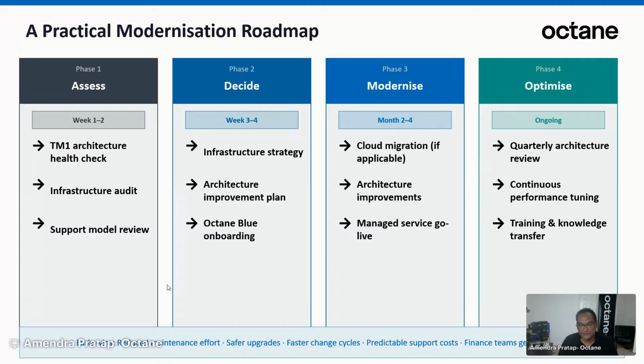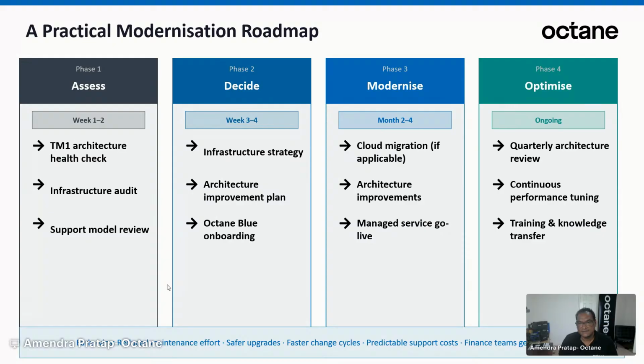Architecture improvement plan. The health check will give you a highlight of the key priorities that you need to address to improve or change your architecture. You could use those 3 to 4 weeks to prioritize what the changes are. And for the support model, we would recommend just onboarding Octane Blue for support and being done with it, and that will take care of your support. However, you don't have to do that. You can try to do it internally or with your existing partner.